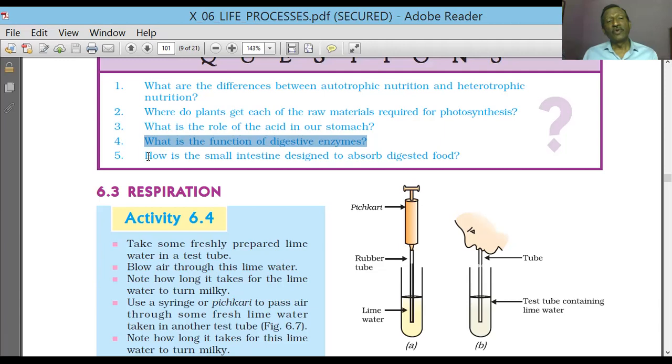Okay, question number 5. How is small intestine designed to absorb digested food? So I said absorption is simply a process that is called diffusion. But for diffusion, the surface area, diffusion is a function of surface area. Larger the surface area, more will be diffusion. Lesser the surface area, less will be diffusion.